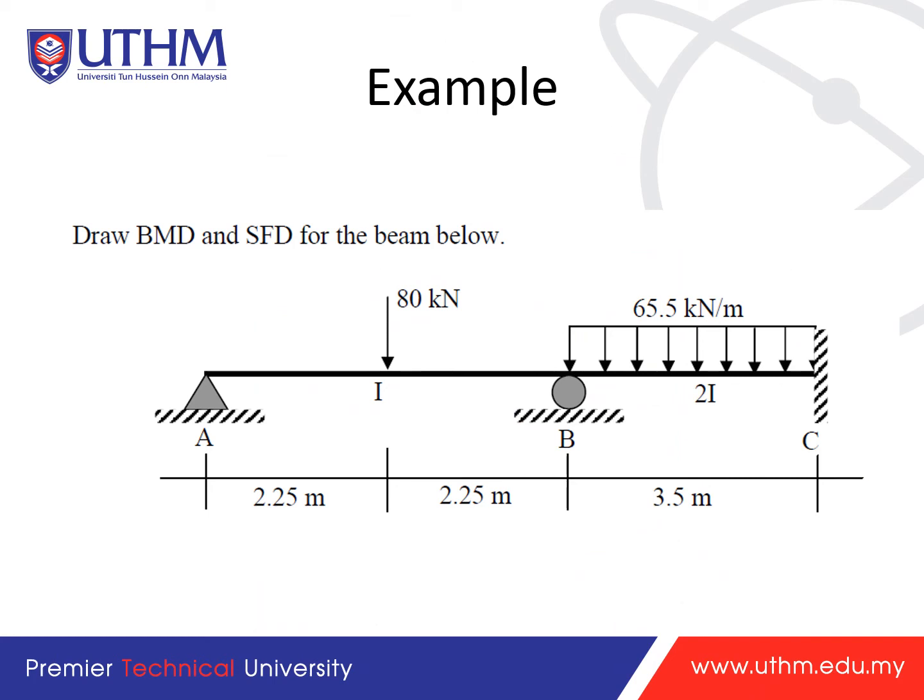Now, let's look at this example for the moment distribution method. Draw the bending moment diagram and shear force diagram for the beam below. This is a statically indeterminate beam. You have an 80 kilonewton load applied at the middle from A to B, and this is I, and then this is 2I. So be careful with this if it is different. And then you have a uniform distributed load 65.5 kilonewton per meter from point B to C, and this is the distance of each.